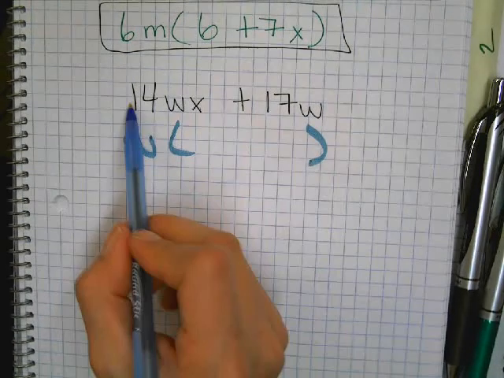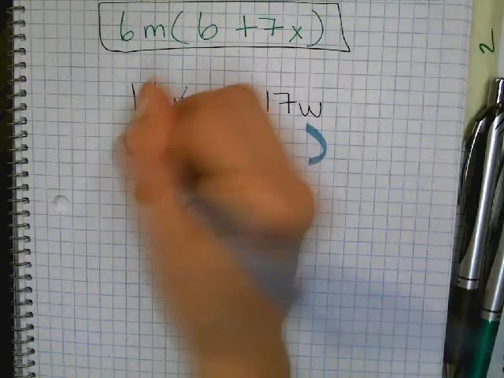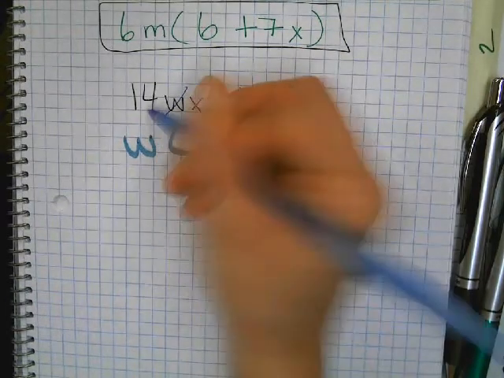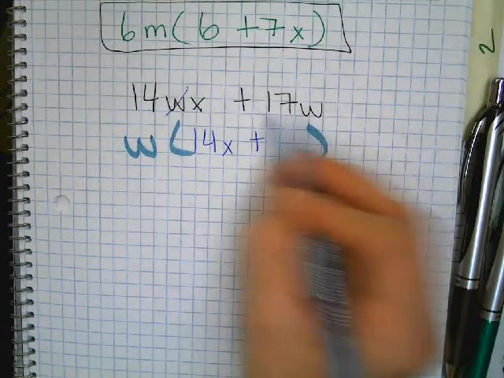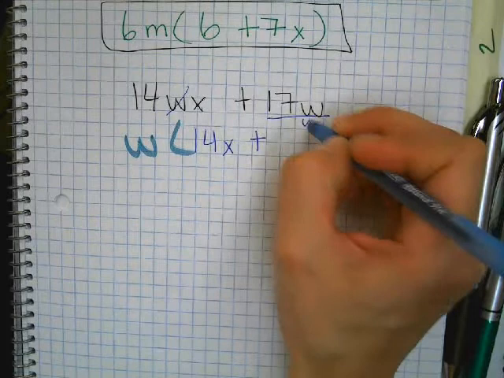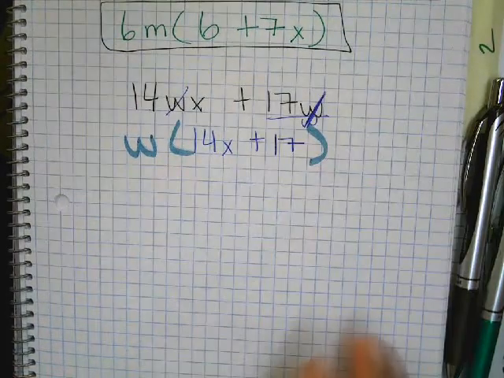So, if I divide this by W, what's the only thing that gets left? So the W gets taken out. Sorry, I didn't do anything with the 14. I didn't do anything with the X. Boom. Okay, if I divide this by W, I cancel out my W's, I'm left with 17.